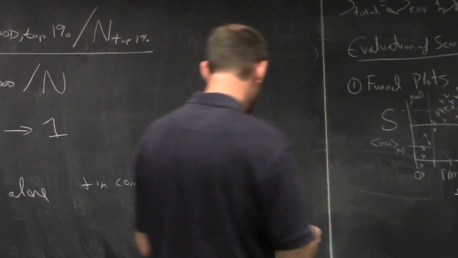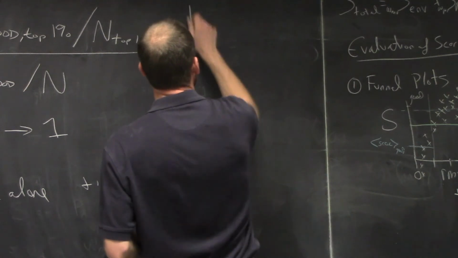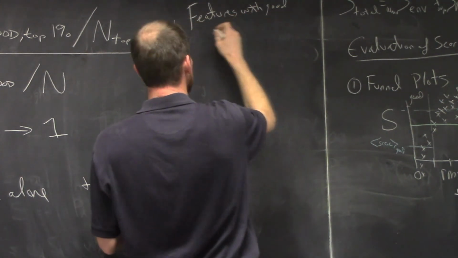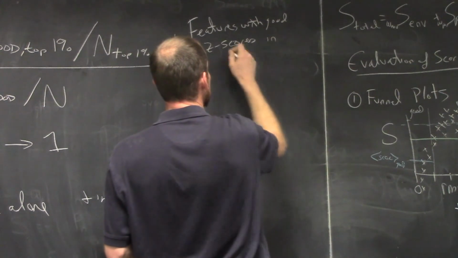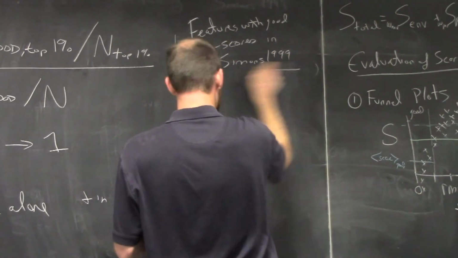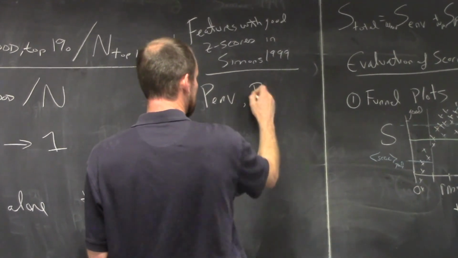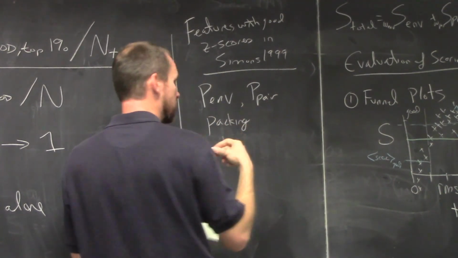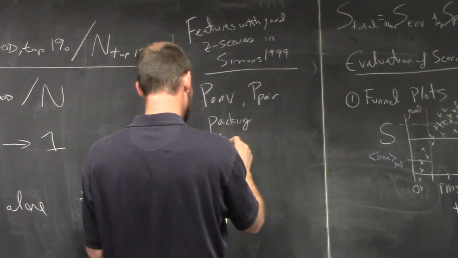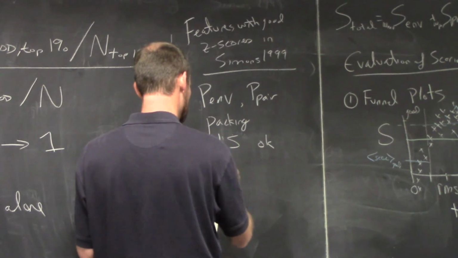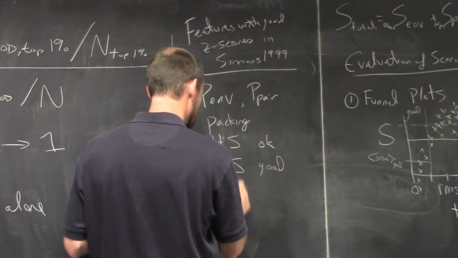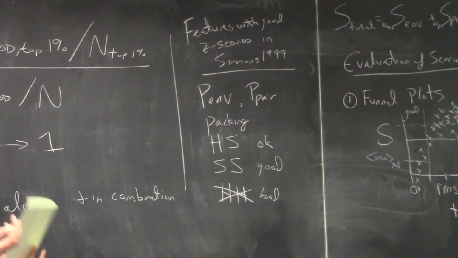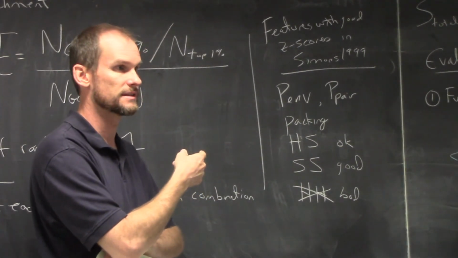All right, so at the end of the day, features with good z-scores. In Simons' 1999 work, they found that ENV was great, and pair was great, the environment and pair terms, packing, meaning the bumps term, and the RG. Helix-sheet was okay, strand terms were good, helix terms were not good, they were bad. So they ended up throwing out this helix crossing angle. Why is that? Probably because it comes out of the environment and the pair scores and other pieces like that, and there's not as much signal there.